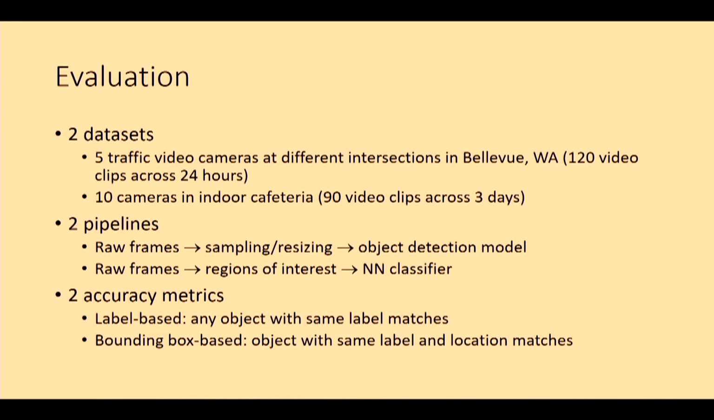And we also experimented with different kinds of accuracy metrics. So label-based accuracy, which is a bit of an easier metric, where when you detect an object, you're just trying to see if it matches any other object from your ground truth that has the same label. And the bounding box-based one is more restrictive, where you have to match the object as well as a location on the video frame. So all the results I'm going to show you, I believe, are from the bounding box-based accuracy, the harder accuracy metric to satisfy.